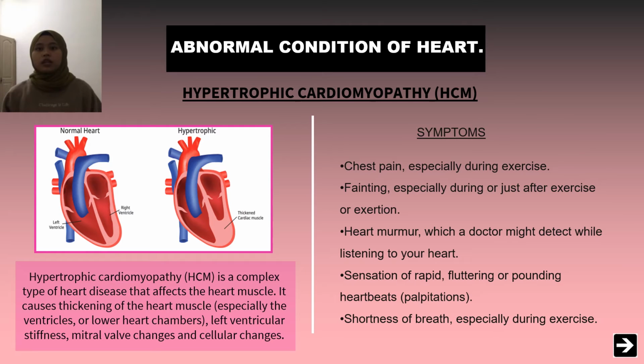Alright, so I will explain about abnormal conditions of the heart. So number one is hypertrophic cardiomyopathy. HCM is a complex type of heart disease that affects the heart muscle. It's because of thickening of the heart muscle, especially the ventricles or lower heart chambers, left ventricular stiffness, mitral valve changes, and cellular changes.